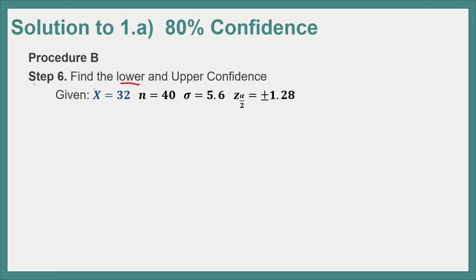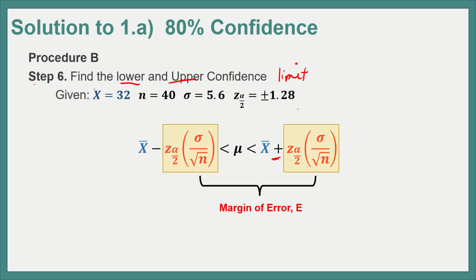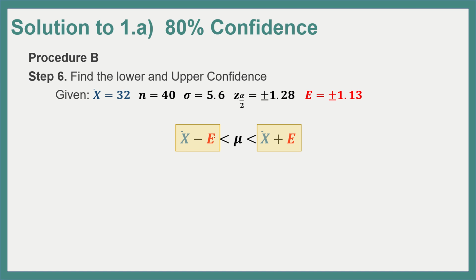Step number 6 is to find the lower and the upper confidence limit or boundary. From our expression of the interval estimate of the population mean, we have here the equation x bar minus the critical value times the quantity sigma divided by the square root of n, and then on the other side we just add the x bar, the sample mean, and the margin of error. These values here are the margin of error, and since we already solved for the margin of error, instead of using those equations, we can use this expression to represent our interval estimate.